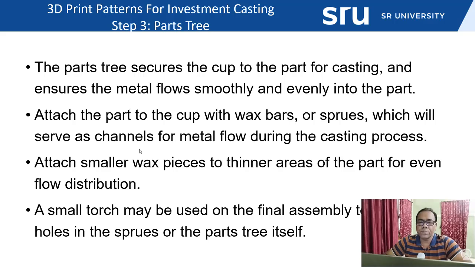Here I have mentioned that you have to remove any cup from the part of the casting, and then ensure that metal flows smoothly and evenly into the part surface. Similarly, you have to attach the part to the cup with the wax bar and a screw, which will serve as the channel for metal flow during the casting process. Similarly, you have to attach smaller wax pieces to the inner area of the part for even flow distribution of the materials, and also attach one smaller torch to the final assembly to eliminate any holes in the screw or in the final part of the tree.